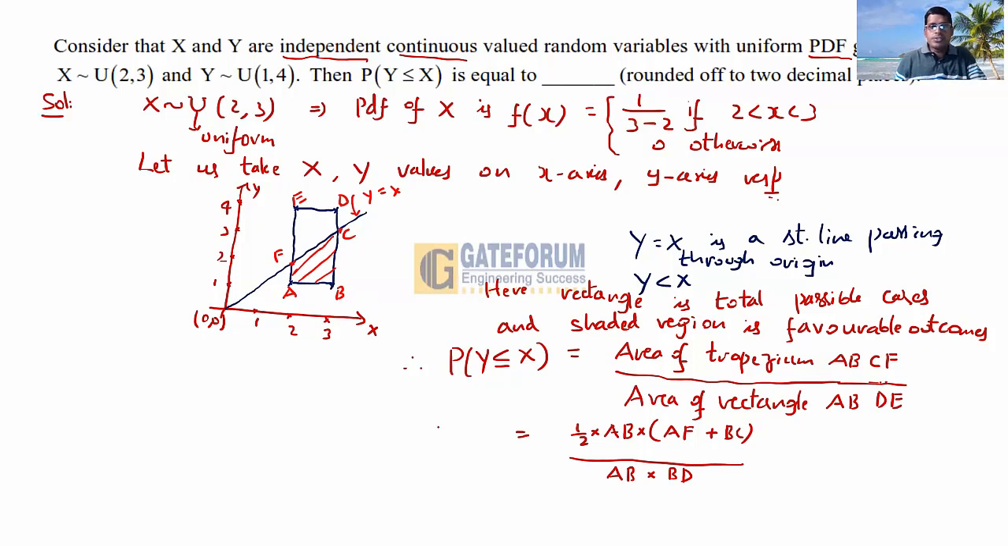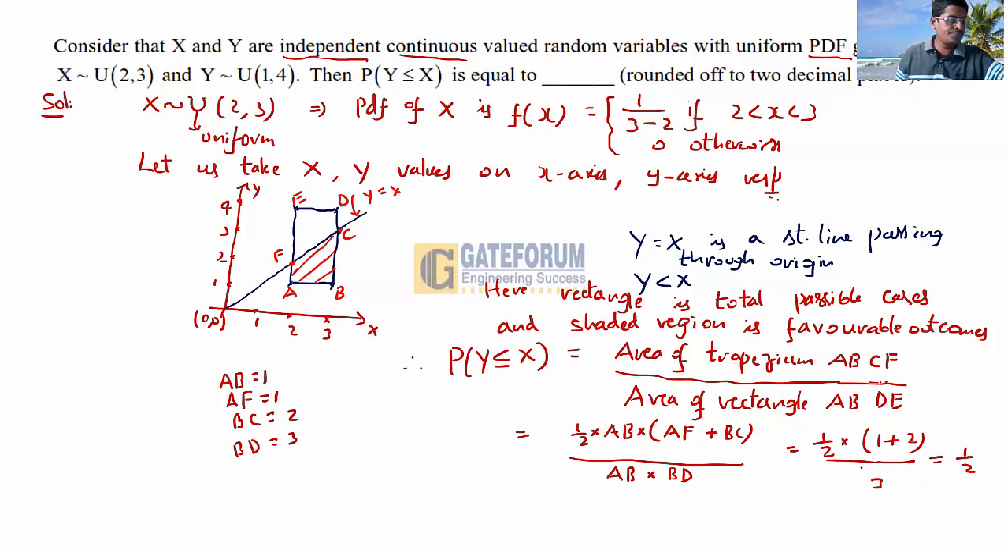EC value, so here AB, 1 unit. AF, 1 unit. BC, 2 units. BD, 3 units. So finally, half times 1 plus 2 divided by AB, AB cancel, BD value 3. So you will be getting 1 by 2. So because it is a numeric question, the answer is 0.5.